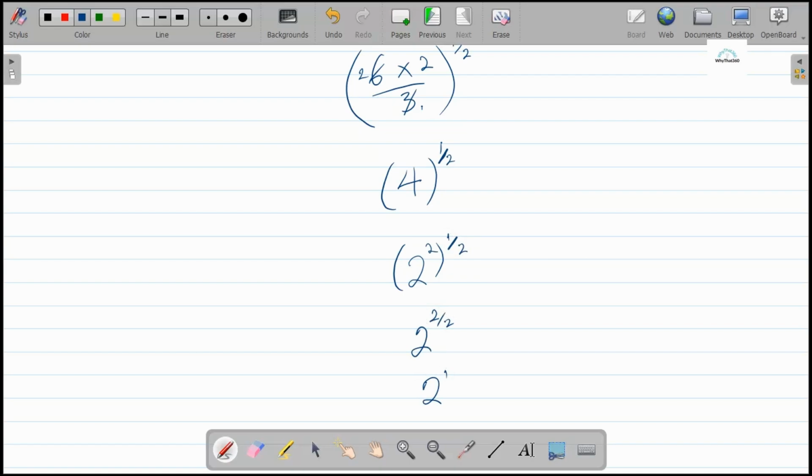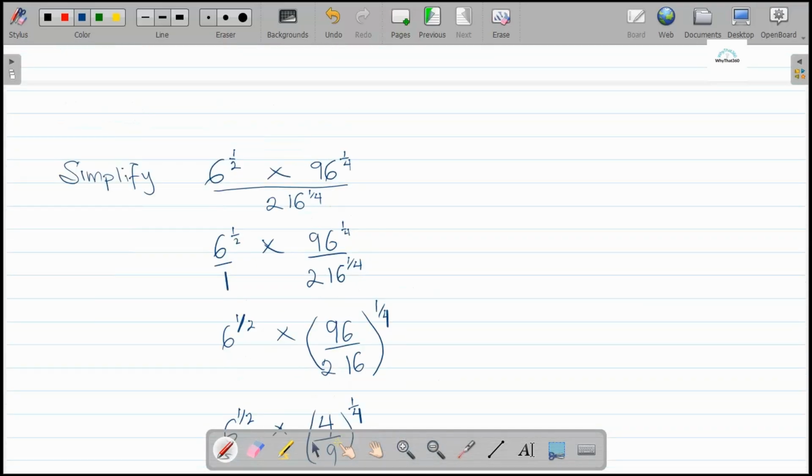So that whole expression that was given over here, when you simplify, you are going to get the answer to be 2.